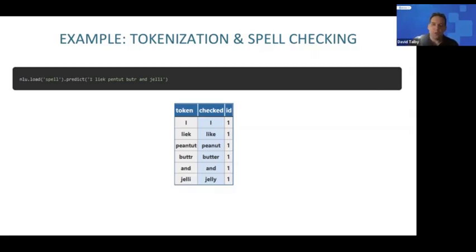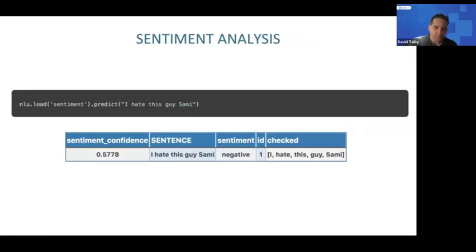When you load spell, you load a pipeline. This loads any embeddings, any models. If they're not there, they're downloaded from the internet; if they're already cached locally, they're used locally. All of that is taken care of for you in the background. So that's one example, tokenization and spell checking.